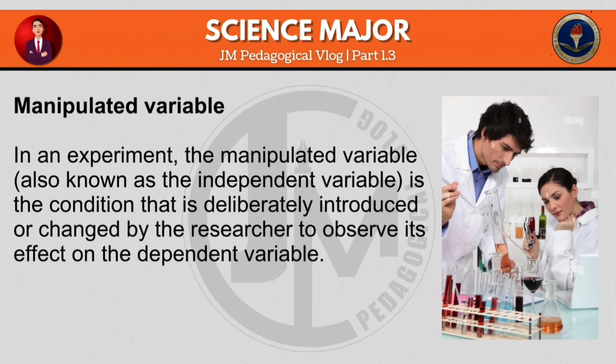In an experiment, the manipulated variable, also known as the independent variable, is the condition that is deliberately introduced or changed by the researcher to observe its effect on the dependent variable.